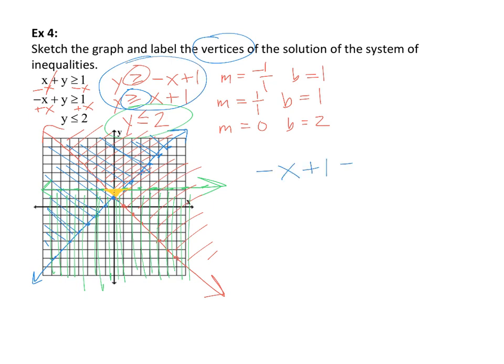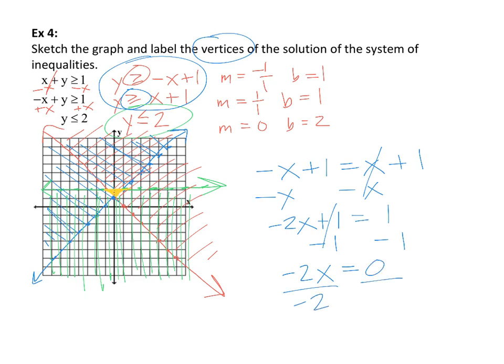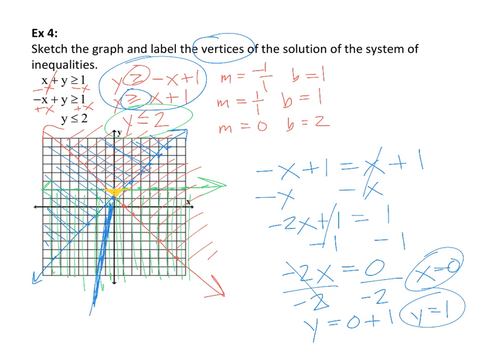Negative x plus 1 equals x plus 1. Subtract x. Negative 2x plus 1 equals 1. Subtract 1. I get negative 2x equals 0. Divide by negative 2. I get x equals 0. I plug it back into the equation itself, the first one or the second, doesn't matter which. I get y equals 1. So that represents one of the vertices, this one right here. Make a blue line. So one of the vertices is (0, 1).